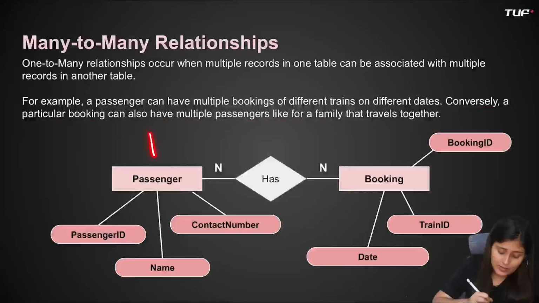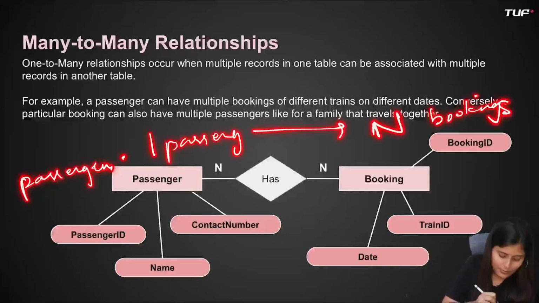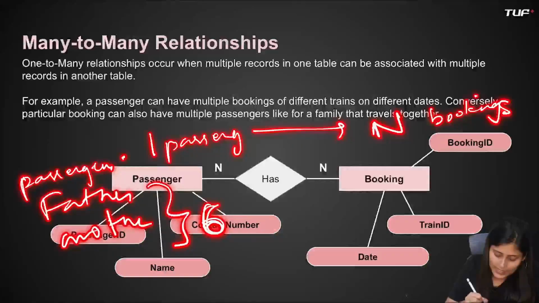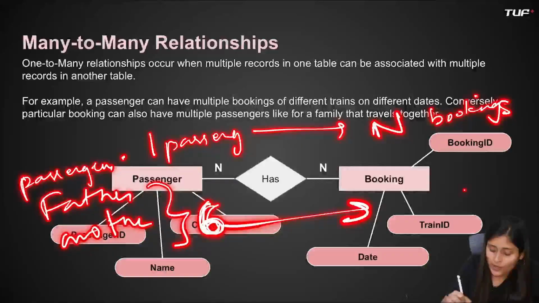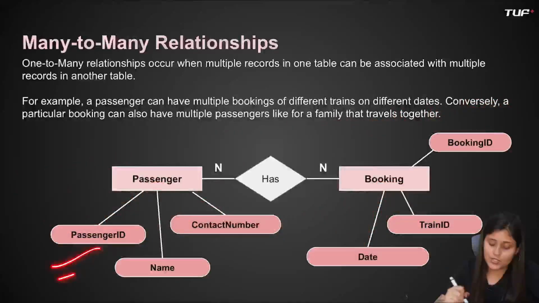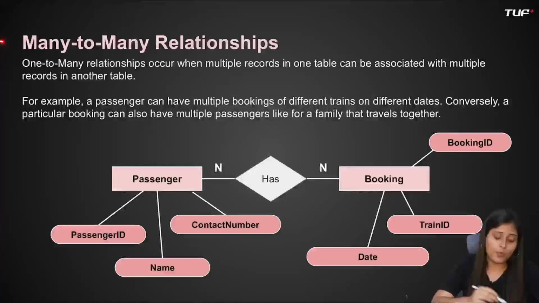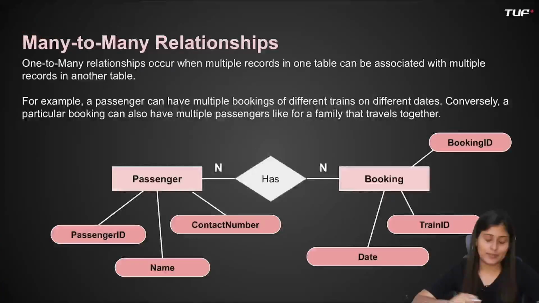So basically one passenger can book multiple bookings, for a trip or for the whole family. Similarly, there can be multiple passengers, let's suppose father, mother, who want to book 6 seats. So multiple passengers can go with one whole cabin. So we can say that multiple passengers are booking one train, or one passenger is booking multiple seats. This shows the many to many relationship between the entities.